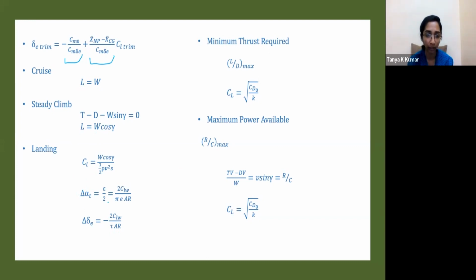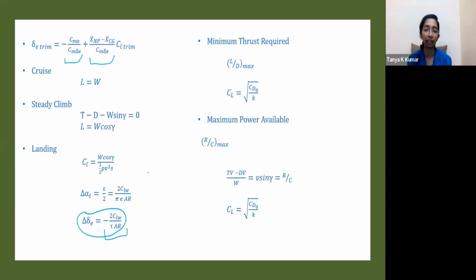So due to that, you need to deflect your elevator more such that you're able to trim it at the same value. Okay. So this is the delta E that compensates the reduction in the angle of attack at the tail during landing. So this is what Sir mentioned as we keep a margin. This is the margin that we keep from your maximum deflectable elevator deflection.